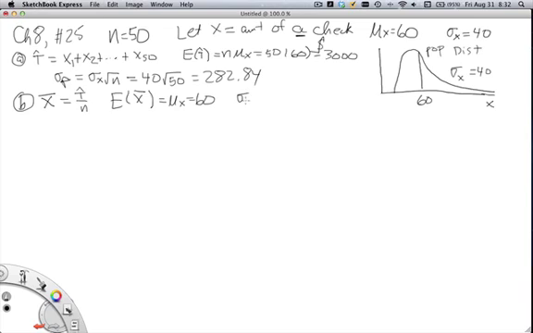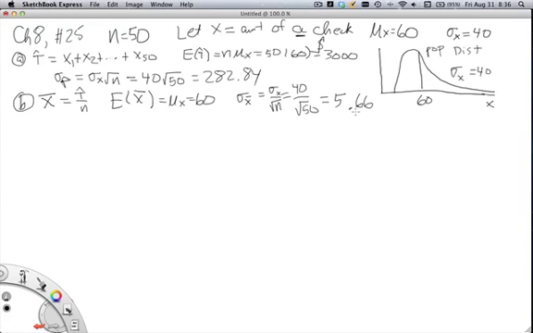And what is the standard deviation of x bar? Well, we know that that's just sigma sub x over root n. So sigma sub x is 40 divided by the square root of 50, and this works out to be about 5.66.